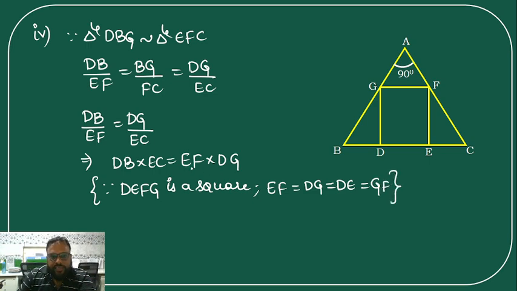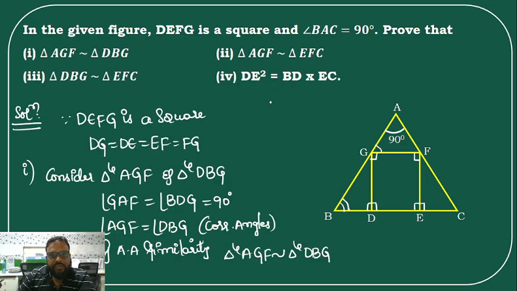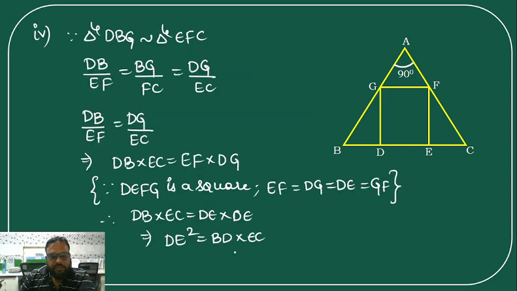So in place of EF, I can write DE, and in place of DG also I can write DE. So what will I get? Therefore, I will get DB into EC is equal to DE into DE. That means DE square is equal to BD into EC. I hope this is what we had to prove: DE square is equal to BD into EC. This is the final solution. I hope you got the solution here. Thank you.